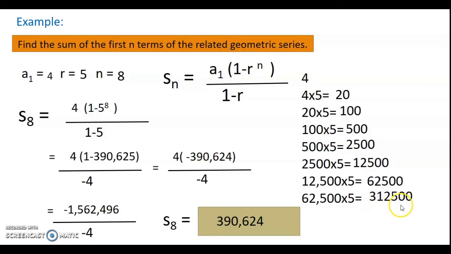So if you add all of these, it will give you 390,624. So our answer is correct.